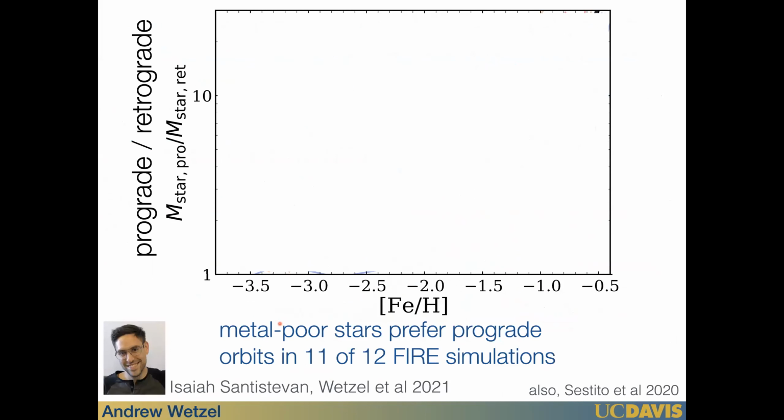So first of all, Isaiah looked into this prograde bias of metal poor stars in our simulation. So we just select metal poor stars with iron abundance, in this case, less than -3.5, I think.